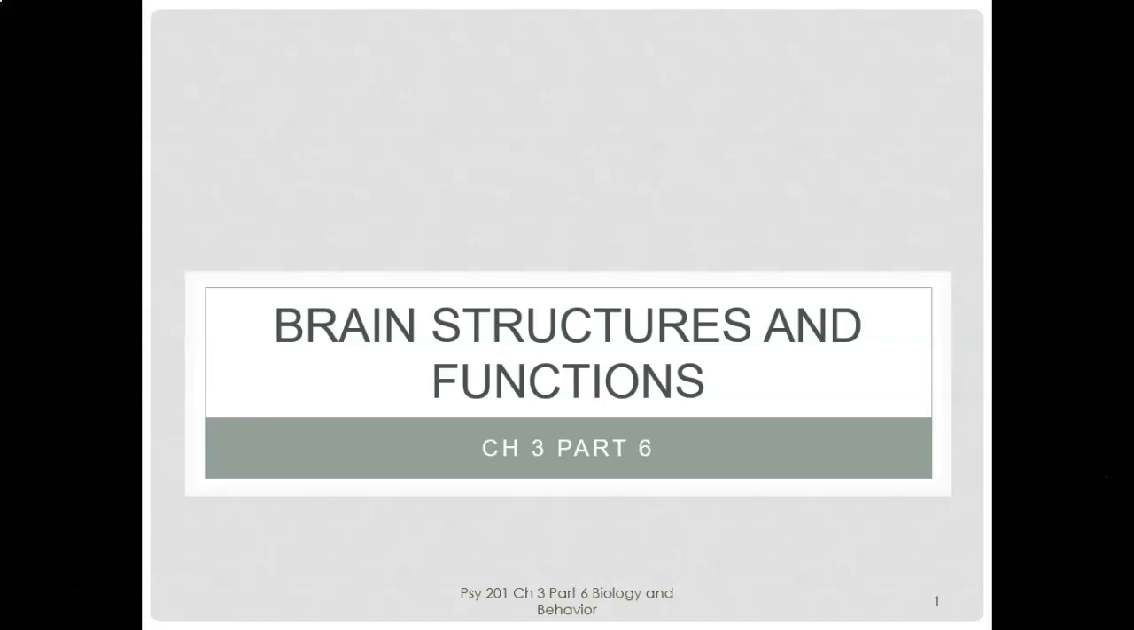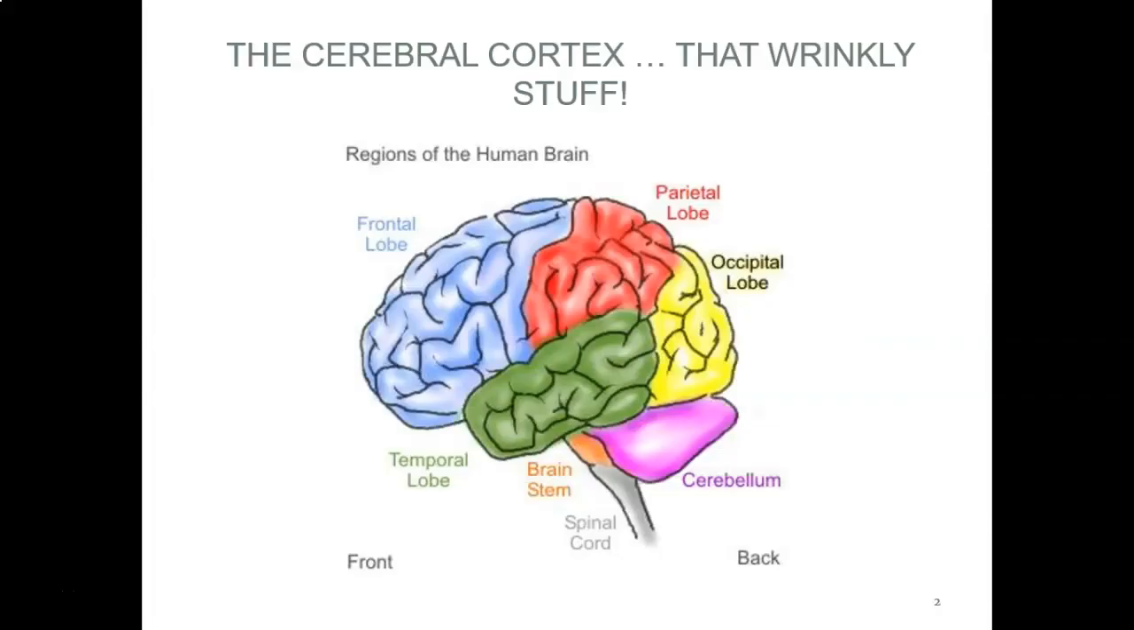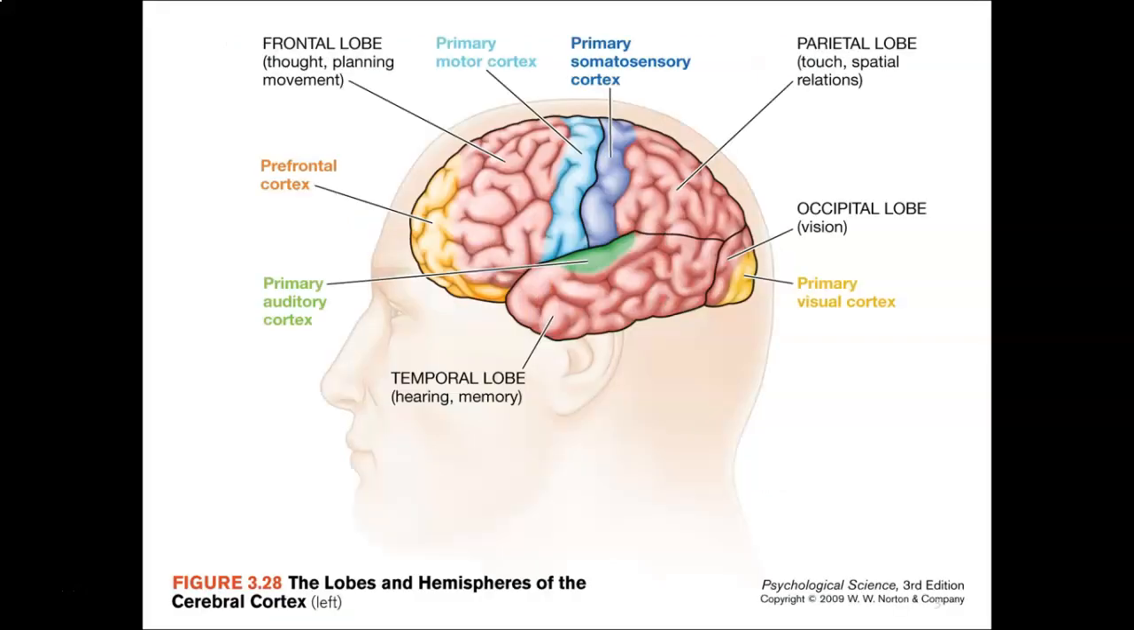Welcome to part 6 of our lecture series on chapter 3, Biology and Behavior. So now we've talked about the limbic system. Let's talk about the cerebral cortex. The cerebral cortex is what you can actually see if you're holding a human brain. So we're going to talk about all that wrinkly stuff. We're going to talk about the different lobes on the cerebral cortex, and we're going to talk about the various cortexes on each lobe of the brain.